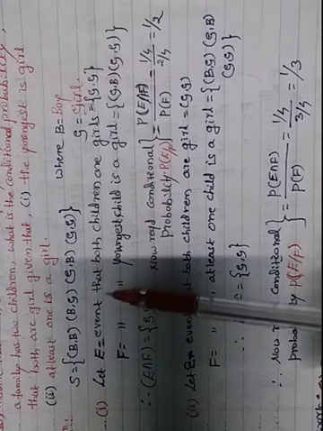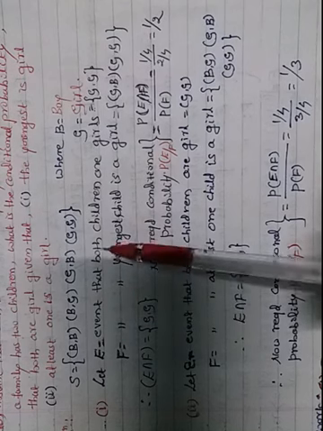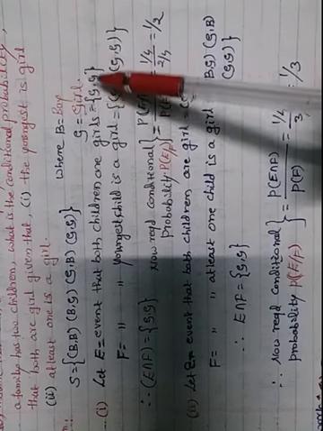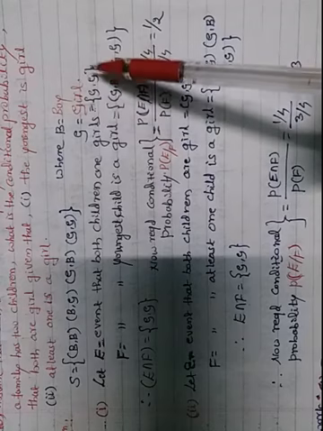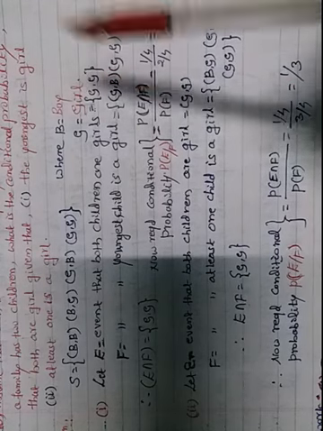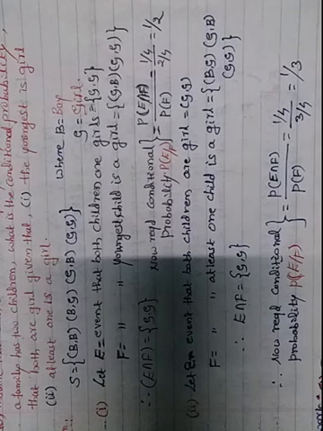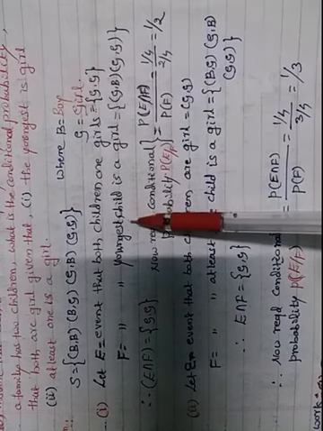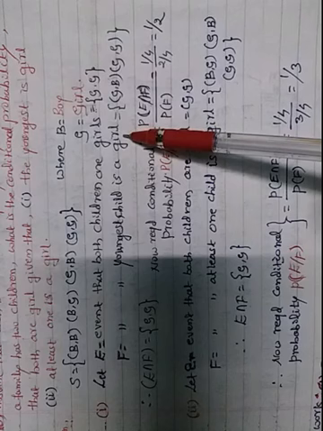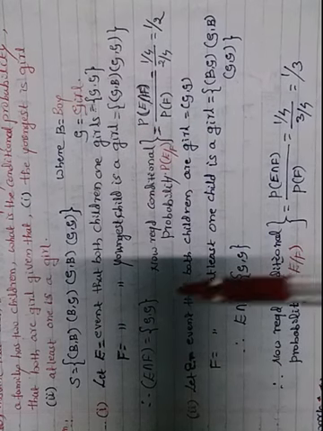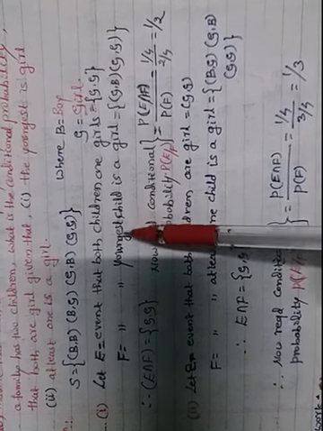That event defines that both the children are girls, meaning G, G. Here n of E equals only 1. Am I right? n of E equals only 1. But what is the second one? F is the event that the youngest child is a girl. Means at least one is a girl, but the youngest child is the girl.